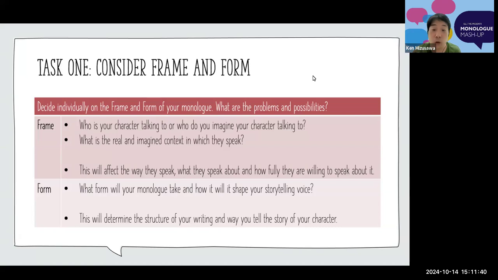It could be written in the form of a diary entry. It could be written in the form of a public announcement. Whatever form you choose, okay, will basically shape what you will talk about and how you will talk about it, and what you ultimately reveal about your character.